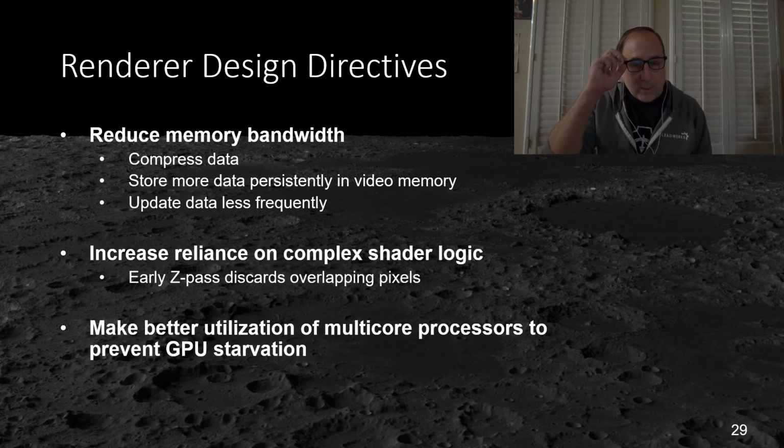We tend to store more data persistently in video memory, and that way it's just already in memory. We don't have to continuously send it over the PCI bridge to the GPU. And we try to update data less frequently whenever possible. And the whole goal here is to just minimize memory bandwidth, and at the same time try to prevent that situation of GPU starvation by making that rendering thread very, very super efficient.